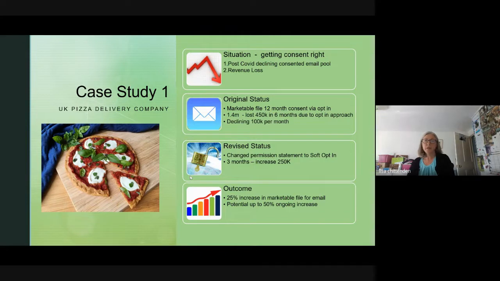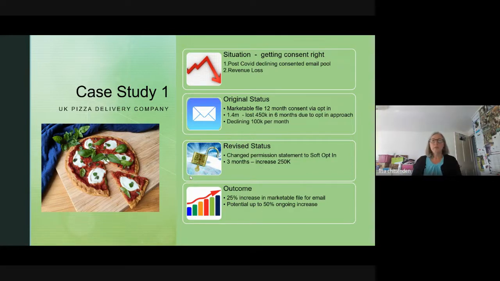Historically, their situation was that they were post-COVID. They were very successful in COVID because we were all locked down, and their consented email pool was dropping dramatically post-COVID, naturally, because everybody else's restaurants opened up again. It was a natural course of events, but it got them thinking about what they were doing, and they were losing revenue compared to during COVID.